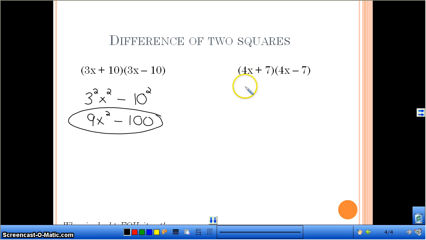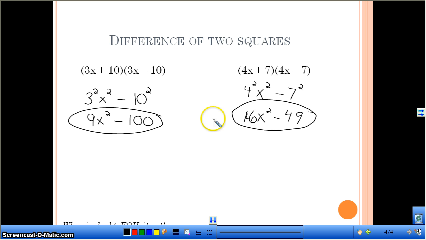Okay, let's do it again. We're going to have 4 squared and x squared. Put your minus sign in, and then your last term, 7 squared. Now let's solve it. 4 times 4, or 4 squared, gives you 16. X squared remains as x squared. Put your minus sign in, and then you have 7 squared. 7 squared is 49. And that is it for this portion of the lesson.